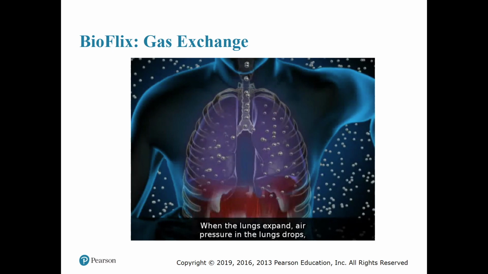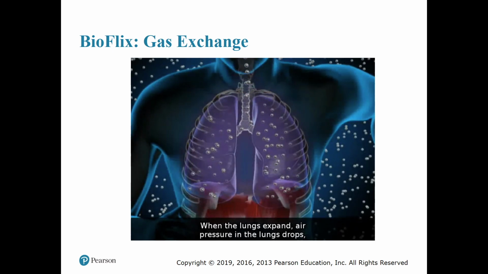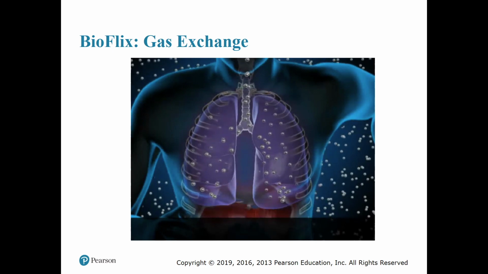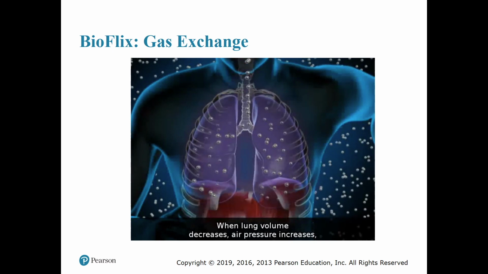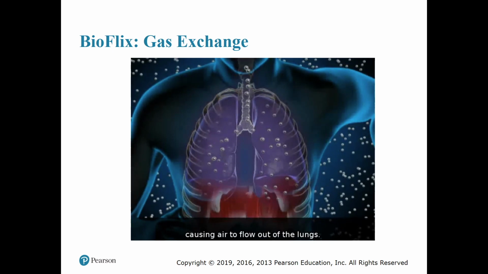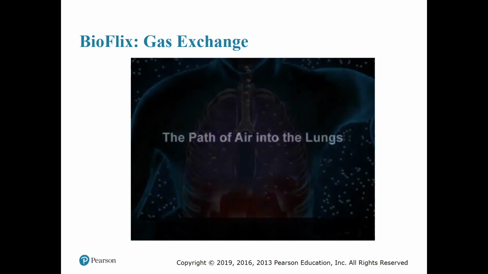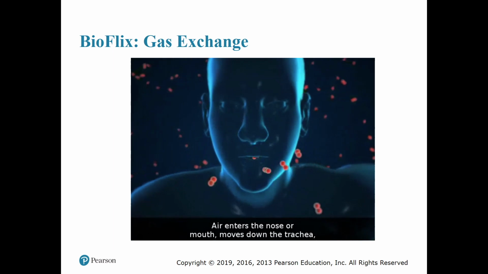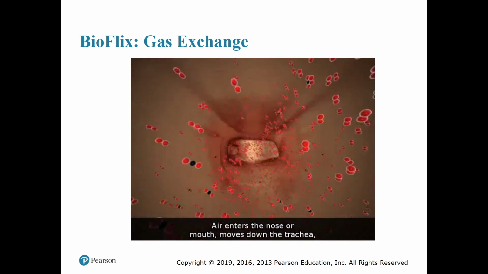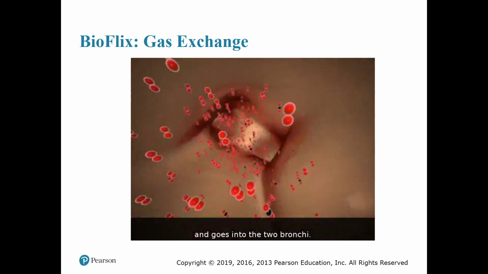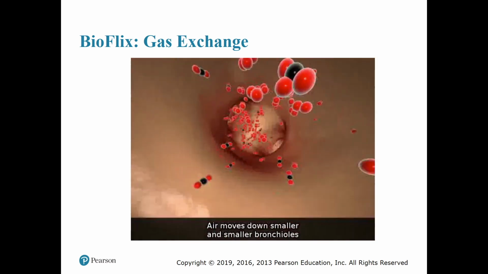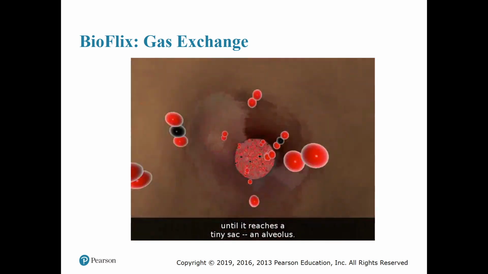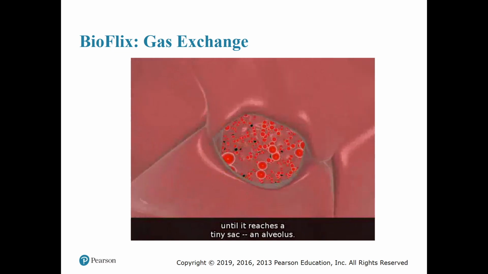When the lungs expand, air pressure in the lungs drops, causing air to flow into the lungs. When lung volume decreases, air pressure increases, causing air to flow out of the lungs. Air enters the nose or mouth, moves down the trachea, and goes into the two bronchi. Air moves down smaller and smaller bronchioles until it reaches a tiny sac, an alveolus.